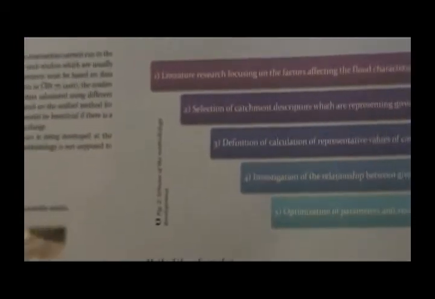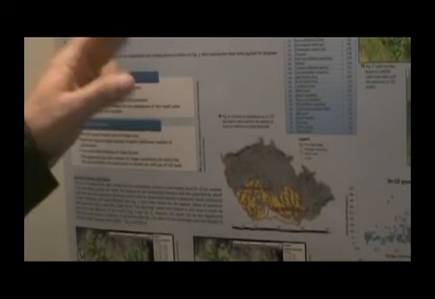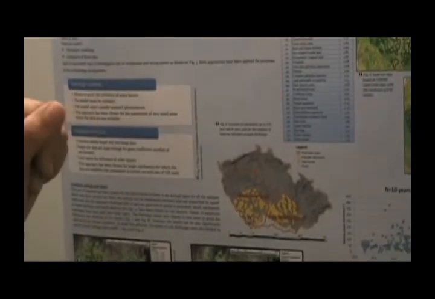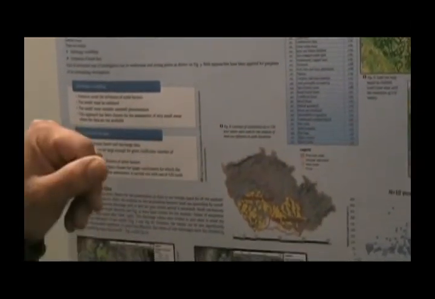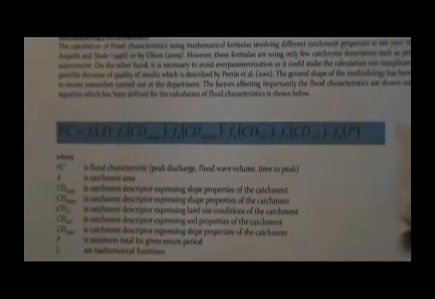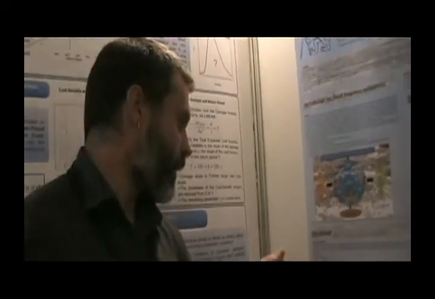Here we are presenting the analysis of the relationship between the land use in catchments and the peak discharge, which is in the formula this function. So we are somehow trying to describe the relationship between land use and peak discharges. We can do that in two ways, which we are using both.